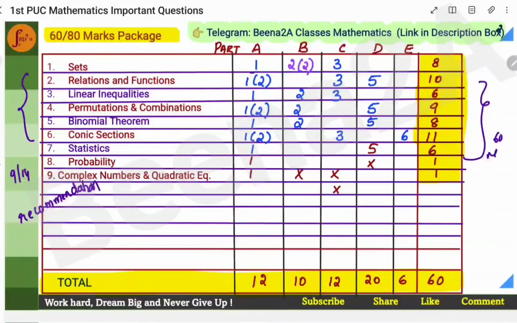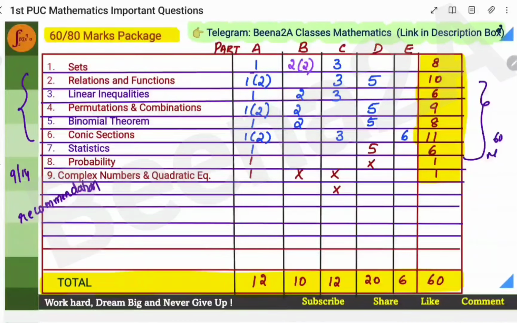Now, sets, you can take 1 marker, 2 markers, 3 markers. So you'll get totally 8 markers in sets. Again, this is an easy chapter, right? Just that you have to practice all the exercise problems. Next one is relations and functions. Again, high scoring chapter. You have 2 1 markers, 1 3 marker, and 1 5 marker.